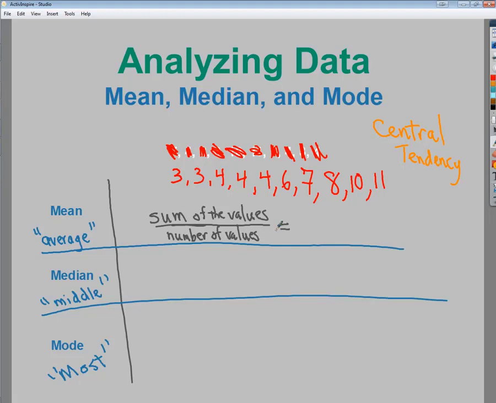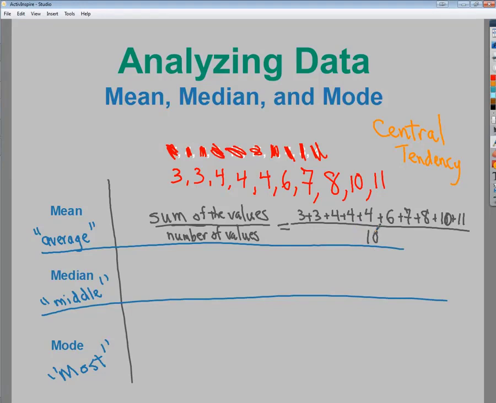So if I did 3 plus 3 plus 4 plus 4 plus 4 plus 6 plus 7 plus 8 plus 10 plus 11. My suggestion is, if you're typing it in this way in a calculator, make sure that you have everything the way that you want it. Go back through and look at them, and make sure everyone's there. You should probably count the numbers. There are 1, 2, 3, 4, 5, 6, 7, 8, 9, 10 of them, which is helpful for the denominator, because the number of values is 10. I could go into my calculator and make sure I have 10 numbers there and they're the right ones.